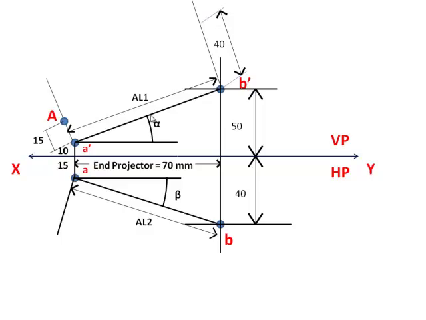Can you tell me what this is? What did I do now? At the other end B dash, I took 40 mm, which is nothing but the in front of VP distance, and I marked the point B. Now the line AB is your true length. Is it easy? Instead of rotating line method, are you getting this? Is it easy?